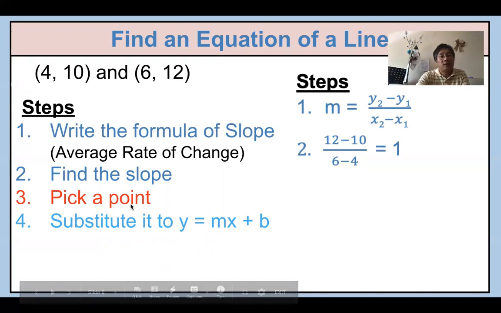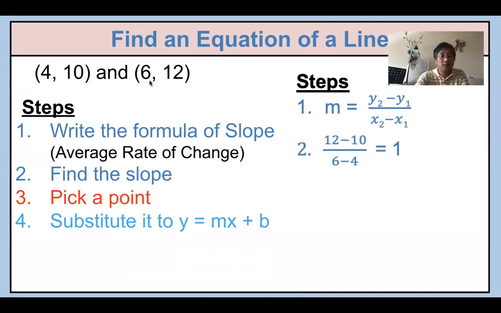Which one should we pick, (4, 10) or (6, 12)? Either one is okay, we learned, right? So (4, 10) or (6, 12), whatever you like. It looks like (4, 10) is a smaller number. Do you want to choose (4, 10)? If you want to choose (6, 12), eventually they will give you the same y-intercept b. So it'll be okay, no problem. Which one do you want to choose? Okay, let's choose (4, 10).